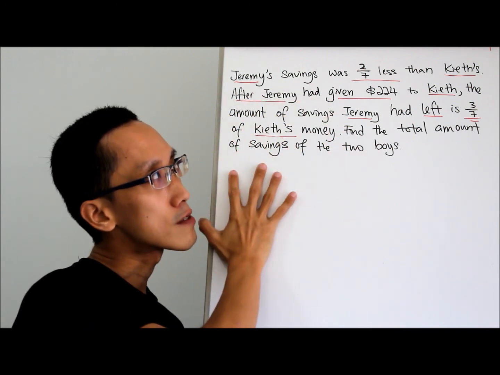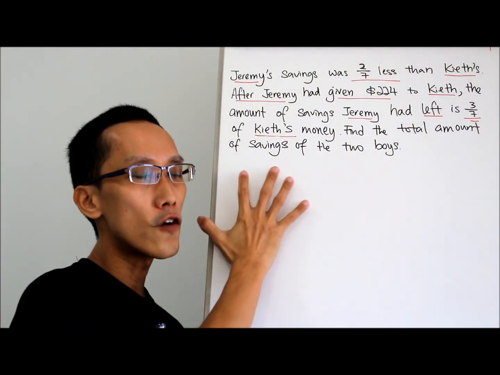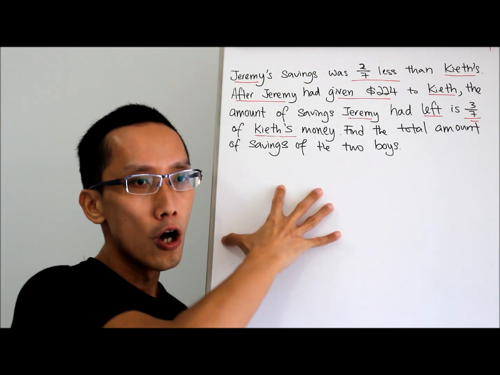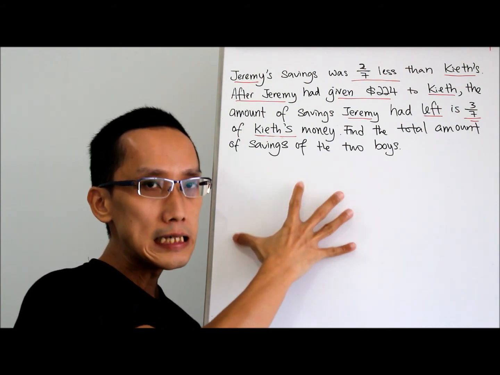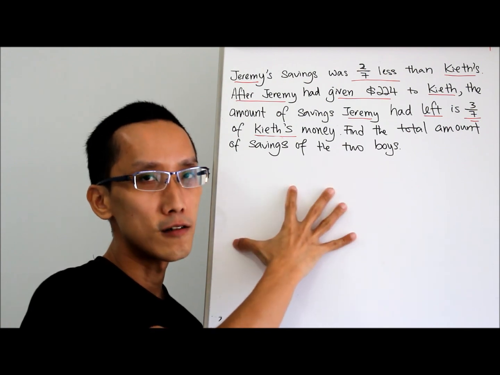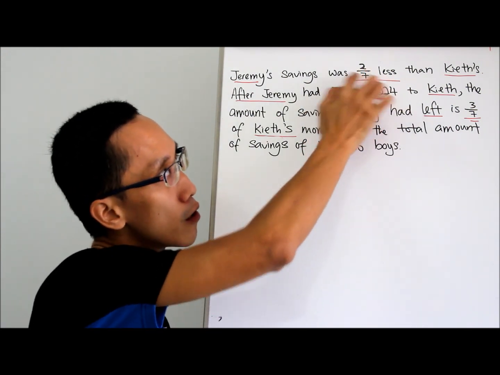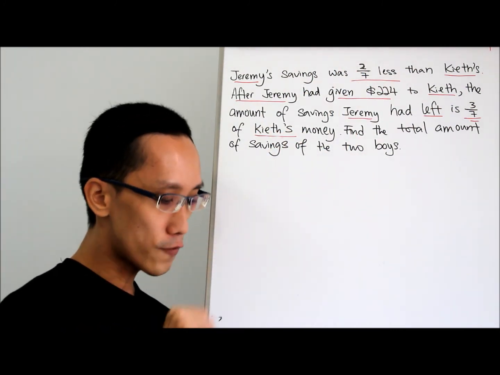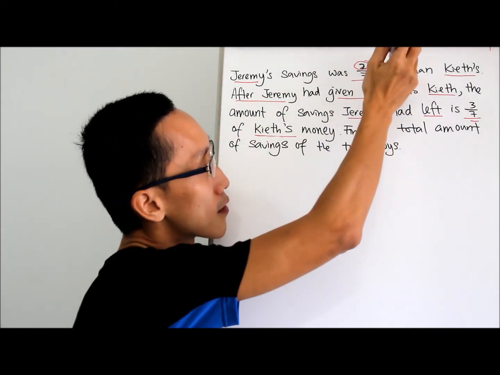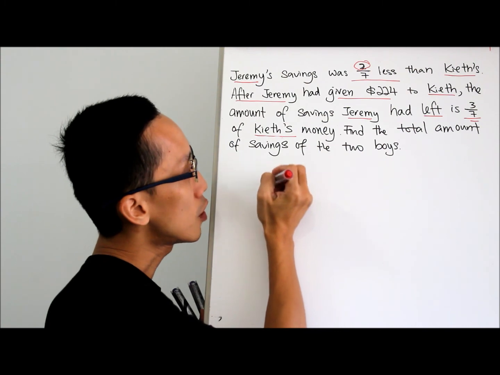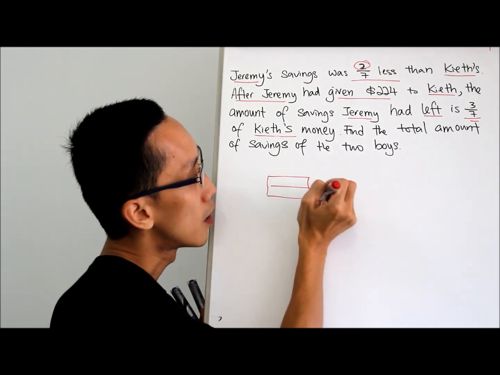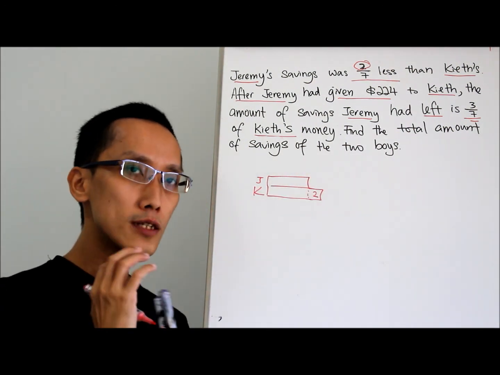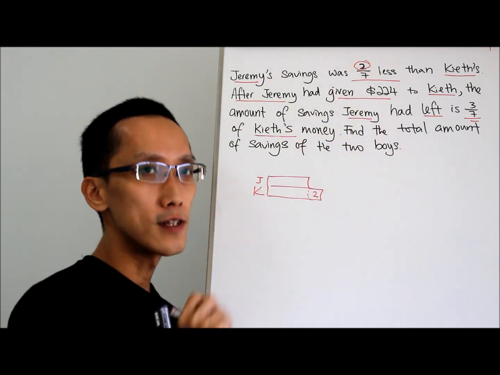After I underline the keywords, this first sentence is quite difficult for certain students to understand. So during test or exam, how are you going to understand it fast, easy, and of course 100% correct? So when I read this 2 over 7 less, I will not read 2 over 7 less, I will read as 2 less, get the first understanding first. 2 less, which means that Jeremy is shorter than Keith. 2 less.